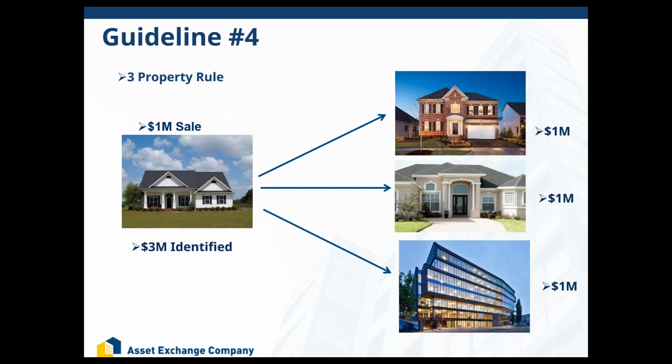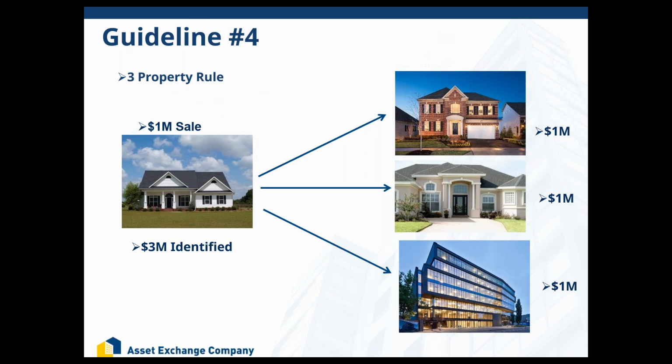So here's the 3 property rule. Again, if you identify 3 properties or less, the purchase prices can be any dollar amount. It does not matter. So here we go. We sell for $1 million. Now, in this example, we're going to identify 3 properties. Because we've identified 3 properties, we're in the 3 property rule. Now, let's keep the math simple. Let's say we're going to be buying each one of them for $1 million each. So we've identified how much in property? $3 million worth of property, right?